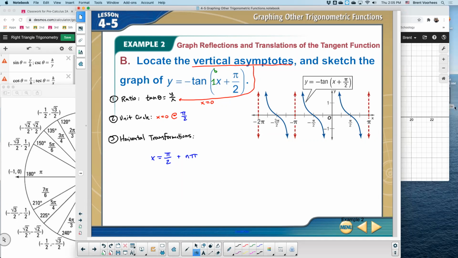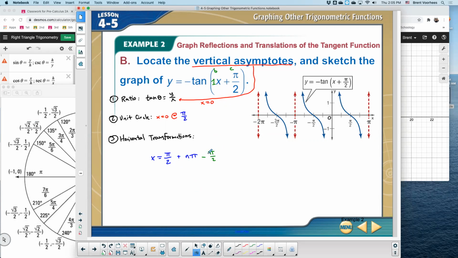But this time, I have a c value. So the question you need to ask yourself, since 1 doesn't change the problem, what is my c doing? My c is, what's that symbol? Adding. What's the opposite of adding? Subtracting. So what I need to do is subtract by pi over 2.